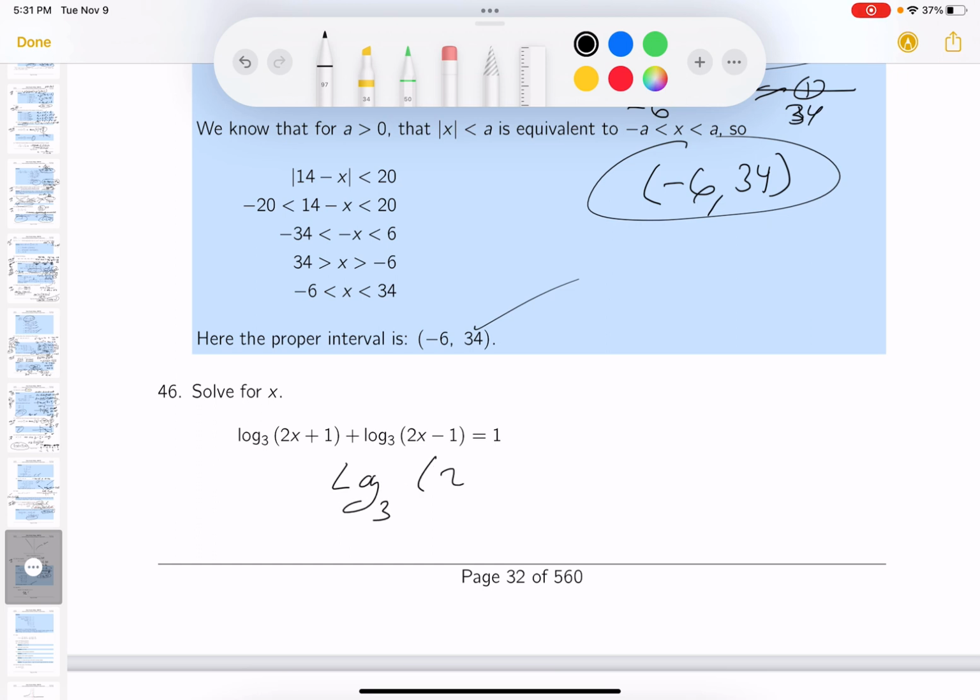I'm using the rules of logs. That's 2x plus 1 times 2x minus 1 equals the number 1. I'm going to write the log as an exponential problem, and that's 2x plus 1 times 2x minus 1 equals 3 to the first power.